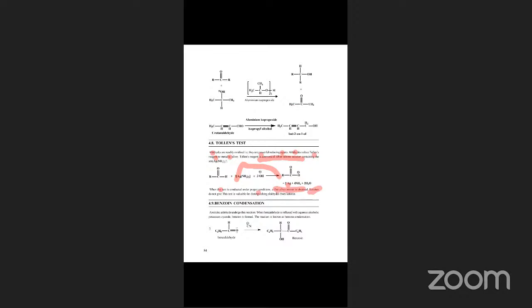Ketones do not give this. Yes or no? Yes, sir. Understood? So this test is valuable for distinguishing aldehydes, that is, which is an aldehyde and which is a ketone. What is the difference? They are differentiated by Tollens reagent: positive for aldehydes, negative for ketones. Clear?